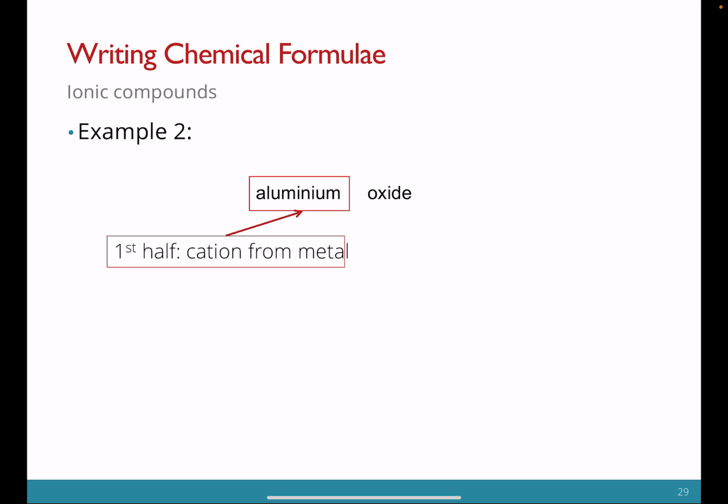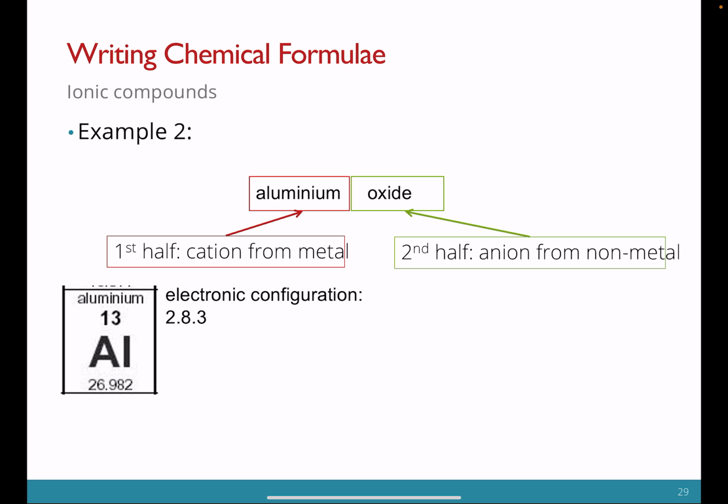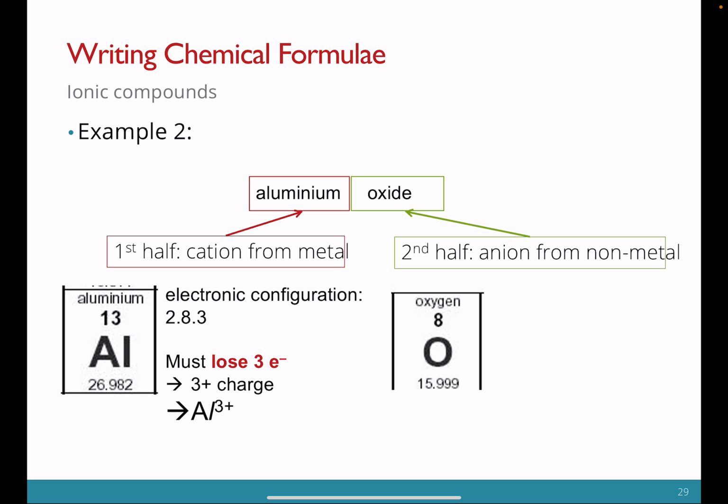Let's look at a slightly more complicated example, aluminium oxide. Again, check that it's an ionic compound from a metal and a non-metal. Looking at aluminium, can you tell me the number of valence electrons that it will have? Yes, that's right. It will have 3 valence electrons and hence it must lose 3 electrons. This makes it have the charge of 3+, and hence the formula Al3+.